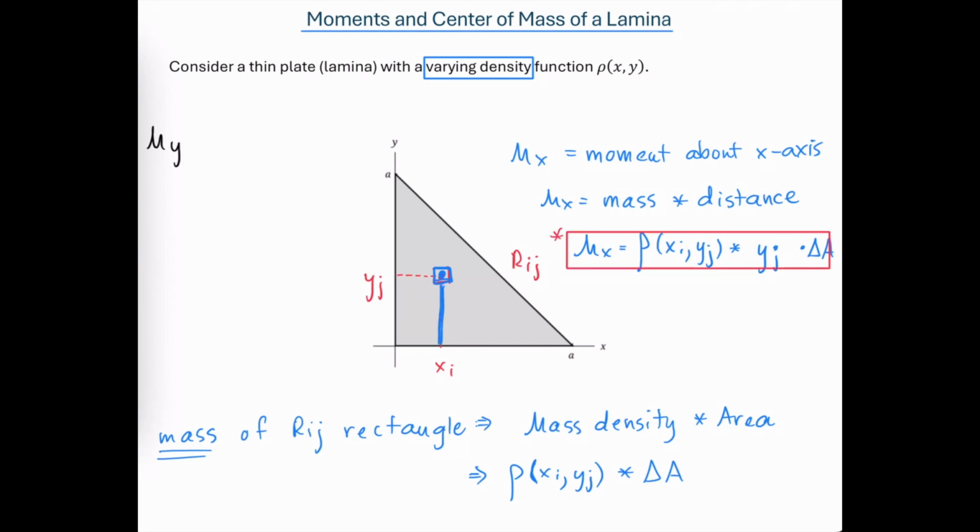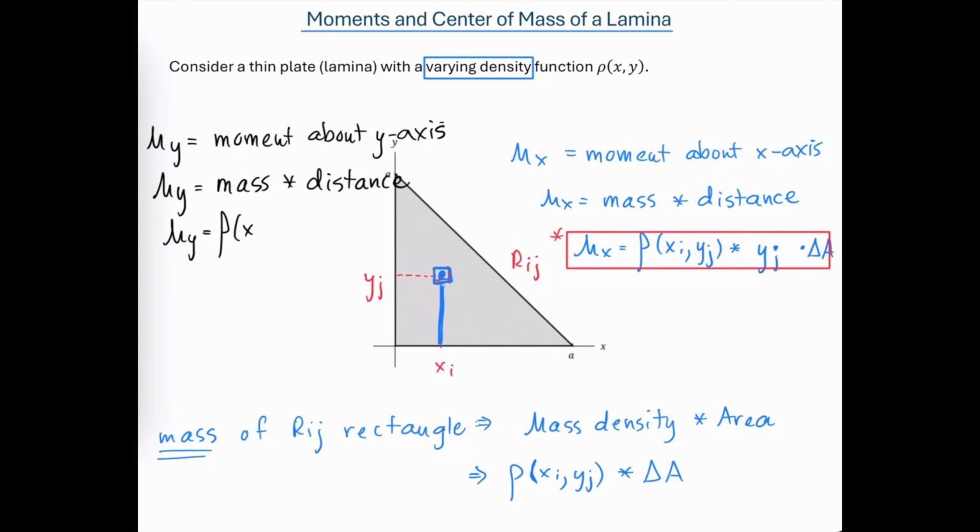Now similarly, if we want to look at the moment about the y-axis, the tendency to rotate about the y-axis of our little tiny rectangle, which is calculated by looking at the mass of the rectangle multiplied through by the distance that it is away from the y-axis. And again, the mass of our rectangle is this mass density function evaluated at x sub i, y sub j, multiplied by delta A to give us the total mass of the rectangle, and then we multiply that by the distance that we are away from the y-axis, which is this x-coordinate, x sub i.